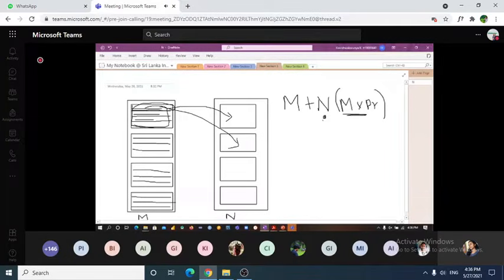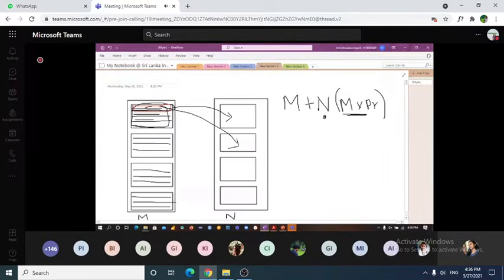Pay attention to this because there can be structured questions. There was one question where I had to differentiate simple nested loop join, page oriented nested loop join, and block nested loop join. So for that, this idea is important. In a simple nested loop join, we are going to take only a record. That idea is important.